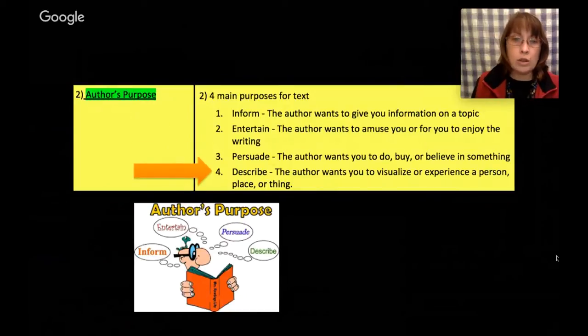The last one is describe. The author wants you to visualize or experience a person, place, or thing. This can be poetry or it can be a detailed description of a location.